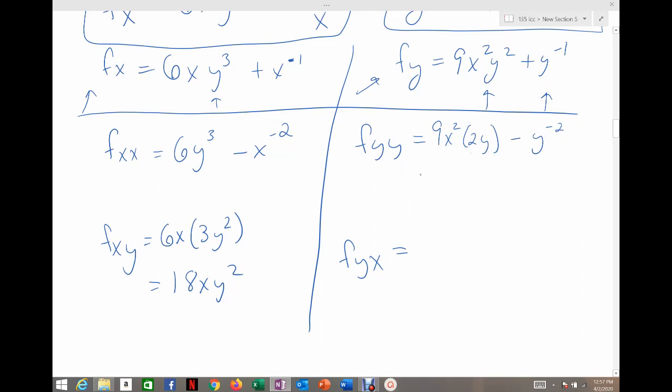Again, I'm going to clean this one up. 2 times 9 will give me 18, x squared y minus y to the negative second. Now I'm fine if you leave it y to the negative second. If you want to rewrite that as 1 over y squared, rewrite it. Alright, one more to go.